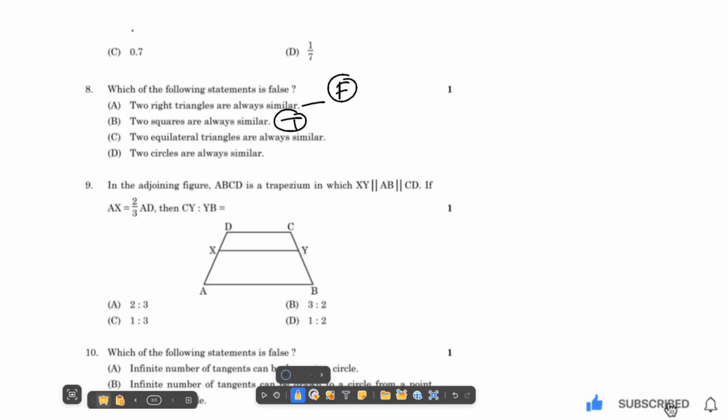Two equilateral triangles are always similar. In equilateral triangles each angle is 60 degrees. So they are also similar. So this is also true. Next, two circles are always similar. So all circles are of the same shape. So therefore it is also true. So only option A is false. So option A for this question is the right answer.